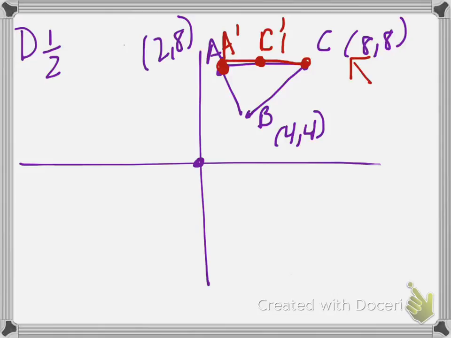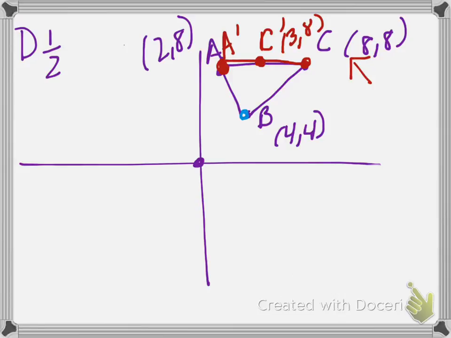So C prime is going to be located in the middle between 2 and 8. And between 2 and 8, the middle would be 3. So that's going to be the point 3, 8. And then we have to look at, I'll do a different color. I'll do blue. Okay, so now we have to look at B.